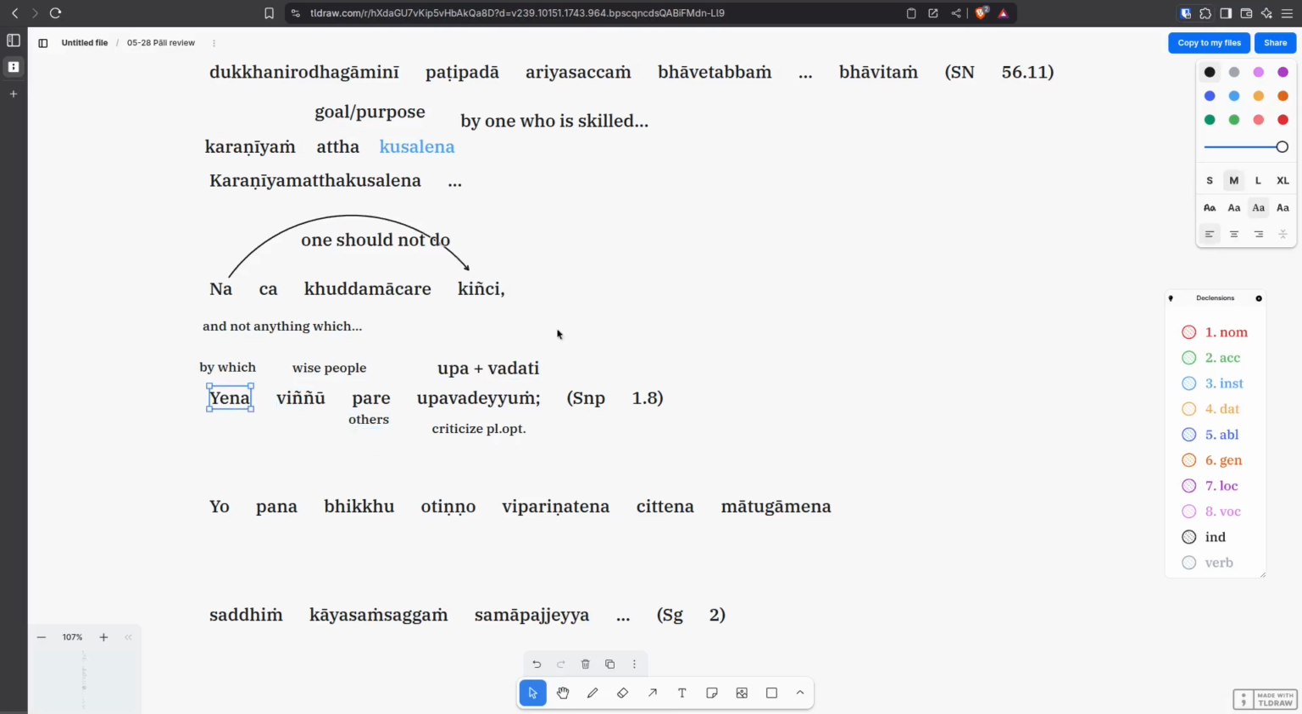And so yena is the instrumental by which viññū, wise people, are the ones who are criticizing. Upavadeyuṃ is the verb in optative plural, and pare are others. So I think the viññū here relates probably like viññū pare, the wise others, the other people. Pare is plural, it just means, I think it's just accusative.